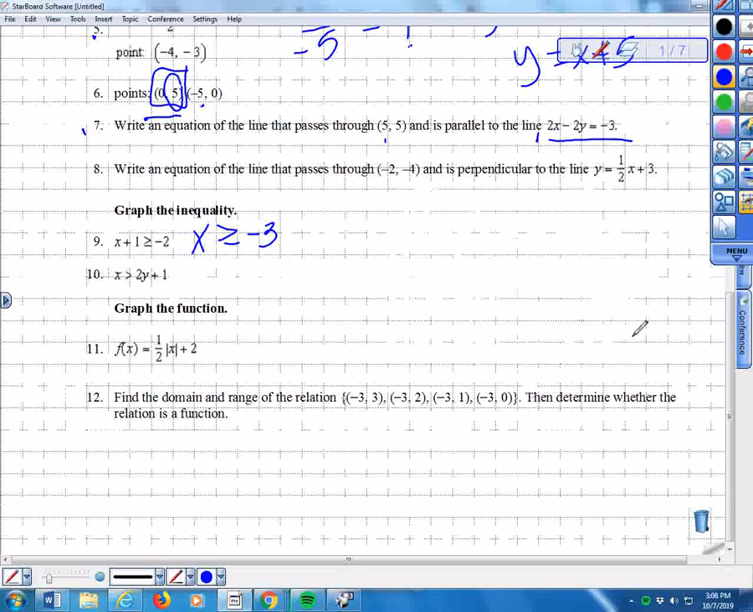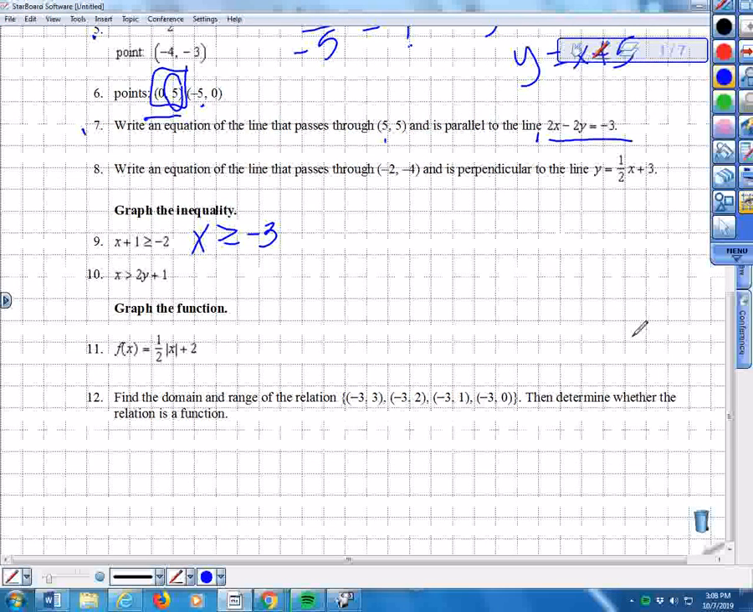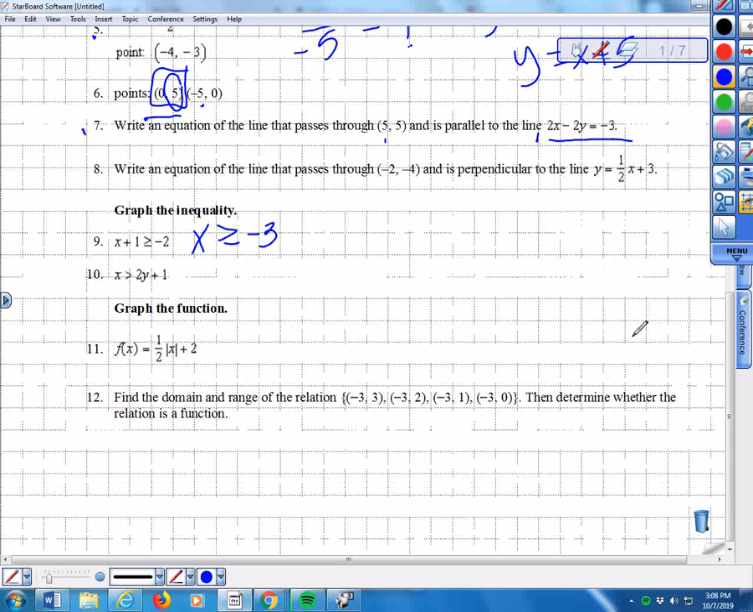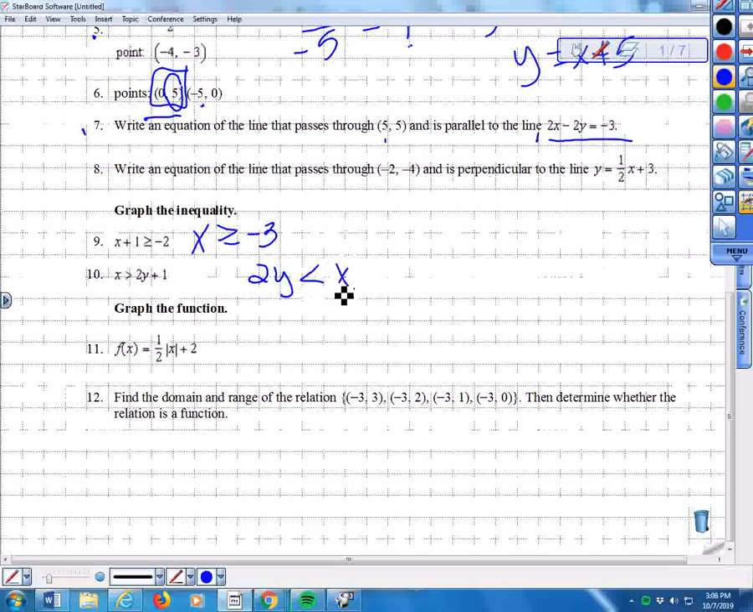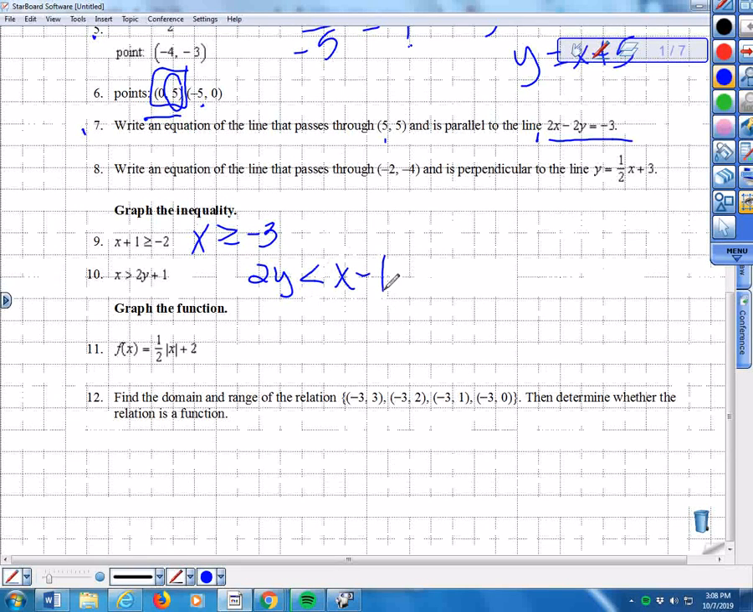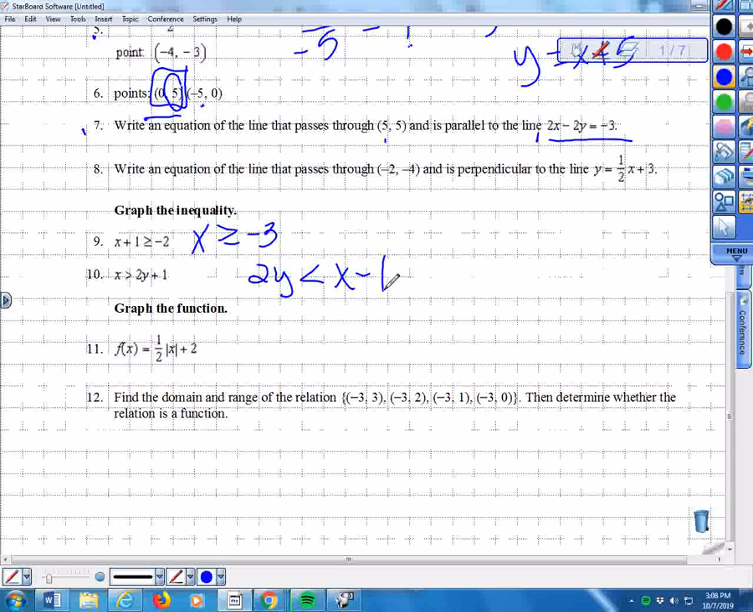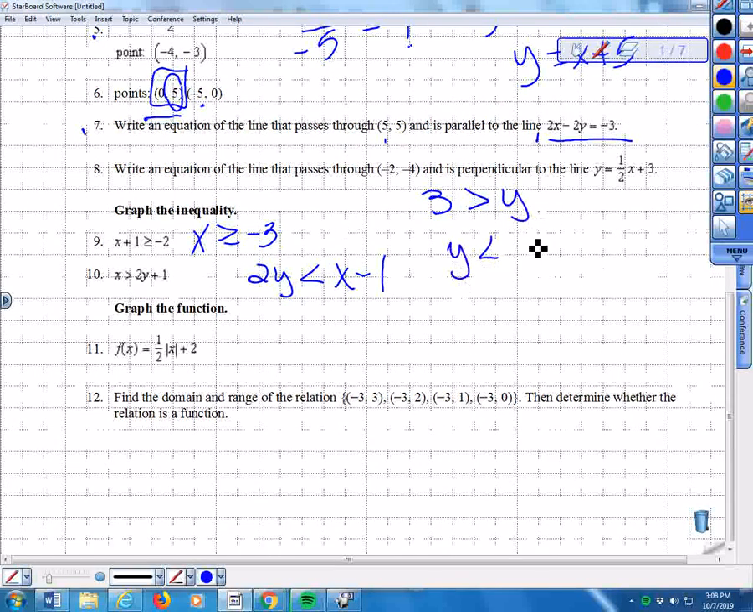So we're going to solve this for y because we want it in the form y equals mx plus b to make it easier to graph. So what I could do is subtract 1, and I see 2y is less than x minus 1. I just flipped this. Some of you missed that on the last quiz when you have y on the right. If I said 3 is greater than y, that's the same as y is less than 3, not greater than 3.